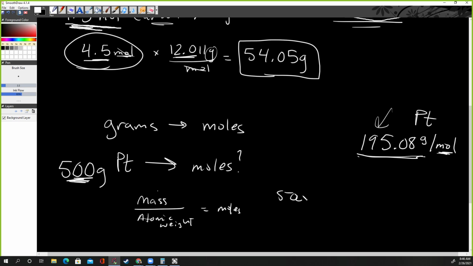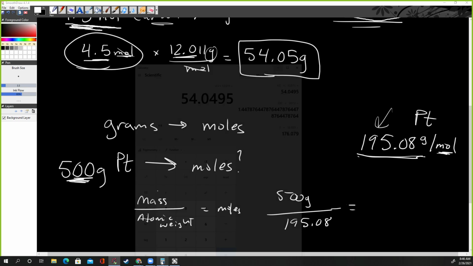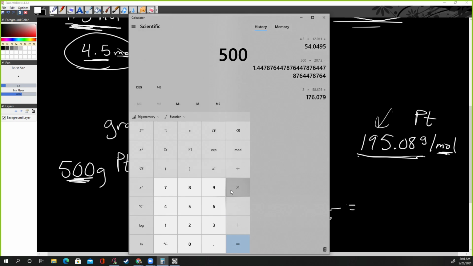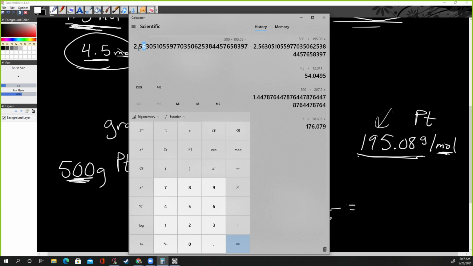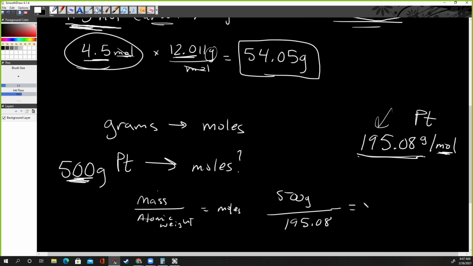So we're just going to take 500 grams and divide it by 195.08, and that will tell us how many moles. Let's take the 500 and divide it by 195.08. 500 divided by 195.08 is equal to, and here's the number right here, 2.56. And I told you it was going to be over 2. 2.56 moles.